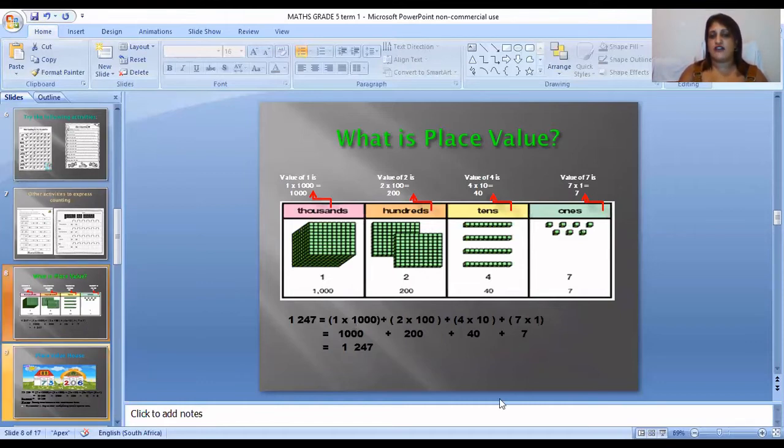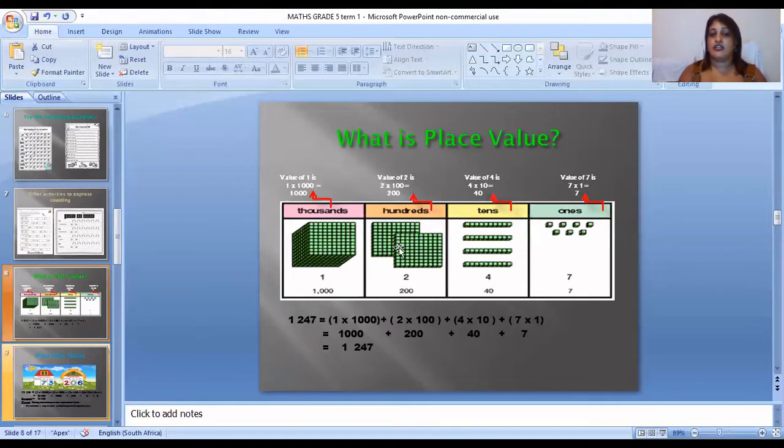Here I've got Dienes blocks. I don't know whether you've come across Dienes blocks before, but these are Dienes blocks. Now, this here is the flat block with 100 in each one. There's the flat block here, it's 100. 100 times 10 in each row gives me 1,000. So this here is equal to 1,000.